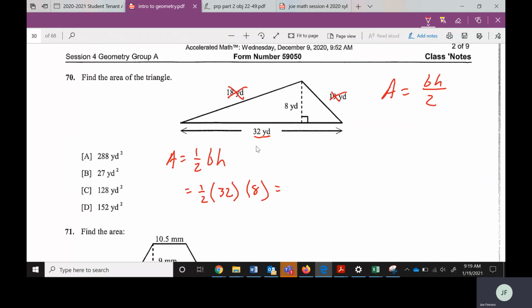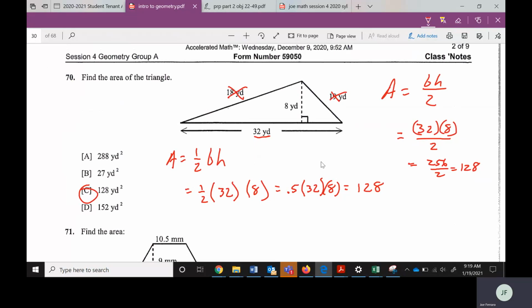I could have done this before, but remember 1/2 is 0.5. Okay, 0.5 times 32 would be 16 times 8 would give you 128. Okay, again, you could have used this one too. I'm not going to do this on the next problem, but if you wanted to do it this way, it would be 32 times 8 divided by 2. And that would be 256 divided by 2 equals 128. Okay, so either way, you can get the same answer there.